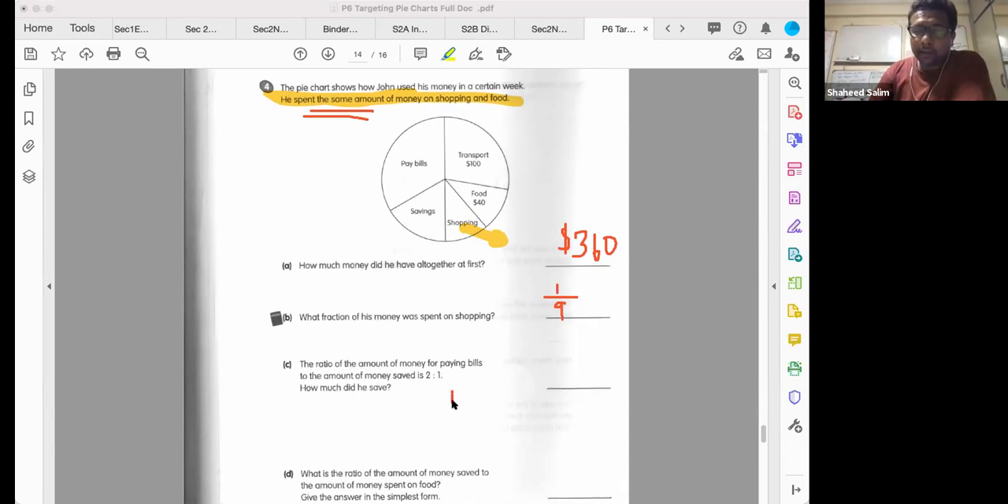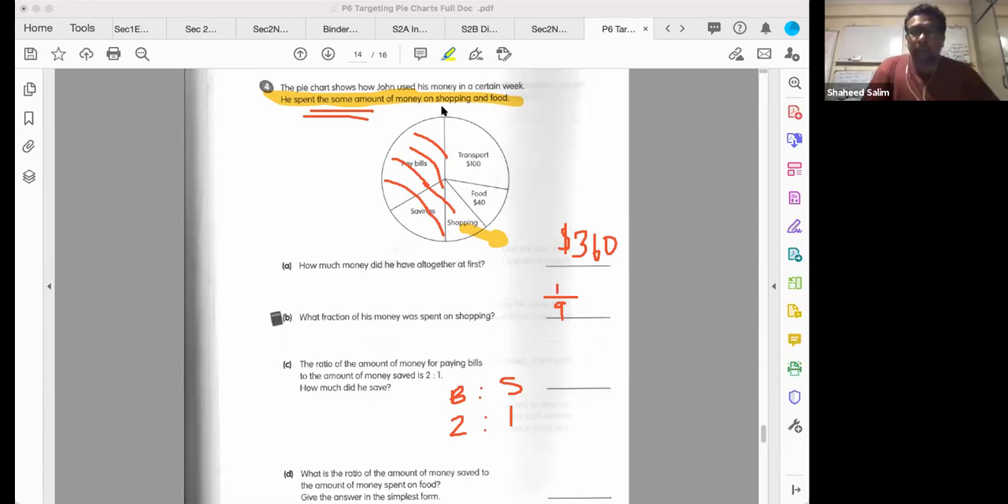Paying bills to save, 2 is to 1. Paying bills to save, 2 is to 1. You know how to do this one? So sorry, Zahira. How much is this whole thing, Zahira? Altogether, how much? How much is this whole thing? 1/2. You know, right?